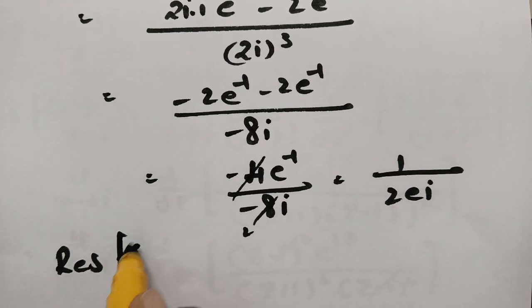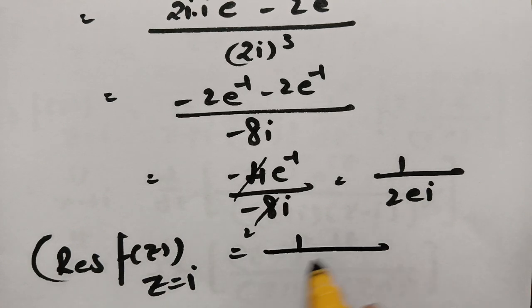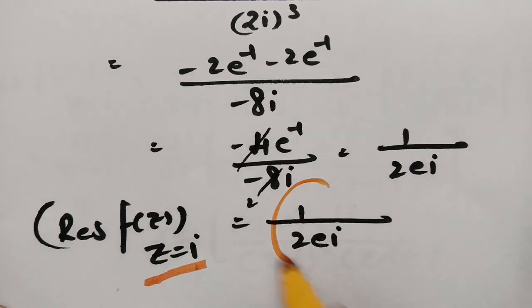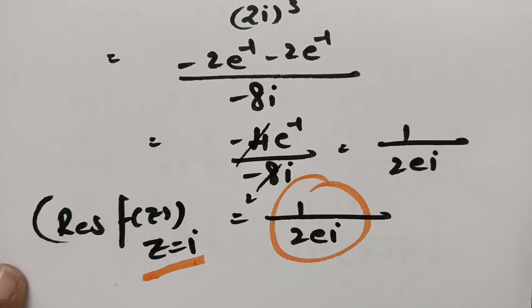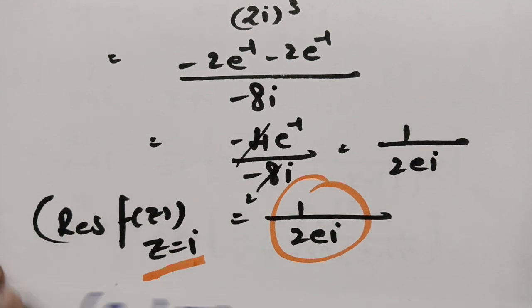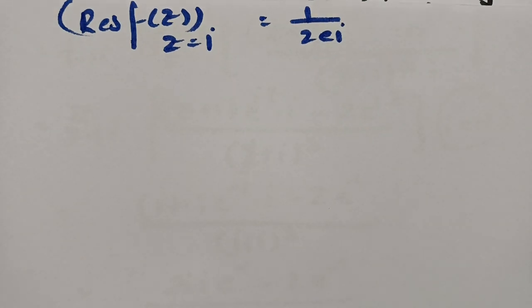Therefore, we got the residue value of the function f of z for the interior pole z is equal to i as 1 by 2ei. Clear? So this is our residue value for the interior pole, that is 2ei. So the residue value of f of z for the interior pole z is equal to i is 1 by 2ei. After getting the residue value, I have to apply the residue theorem.